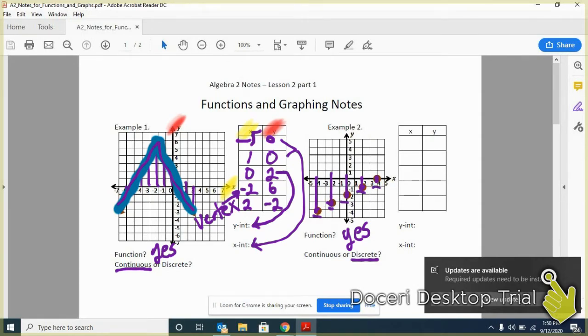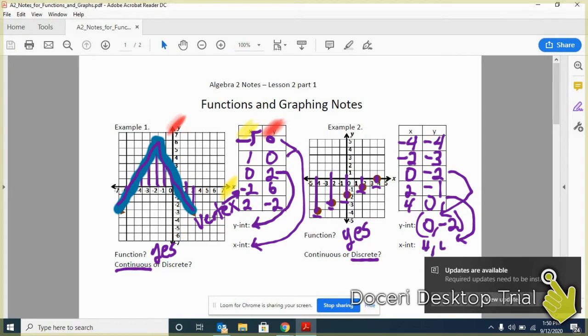So like the first one looks like -4, -4. The second one looks like it's going to be -2, -3. Then we have 0, looks like -2. Then it looks like we have a 2, -1, and then a 4, 0. And again, if I look at the points, this is my y-intercept, which is 0, -2. And then I have my x-intercept, which is 4, 0. Okay.